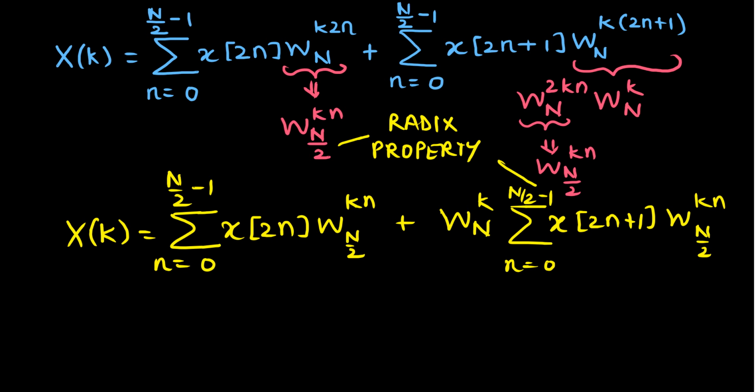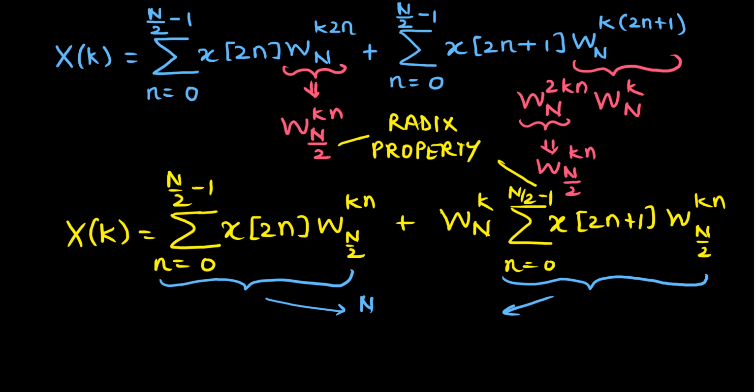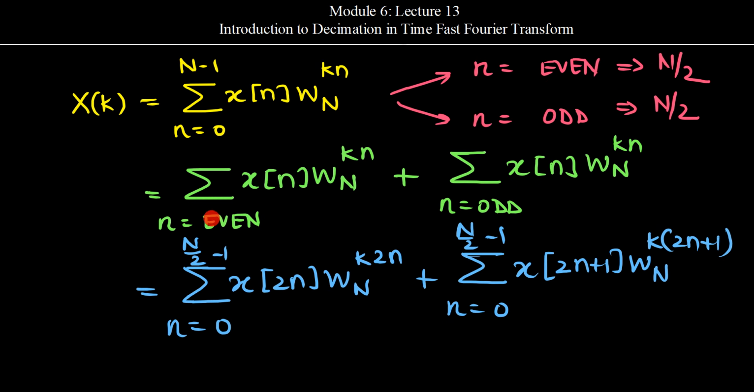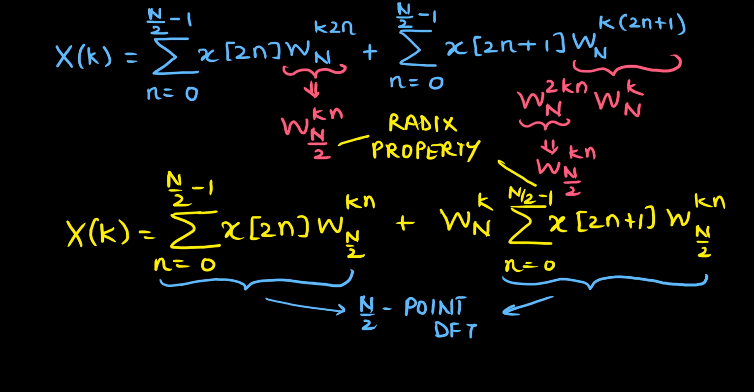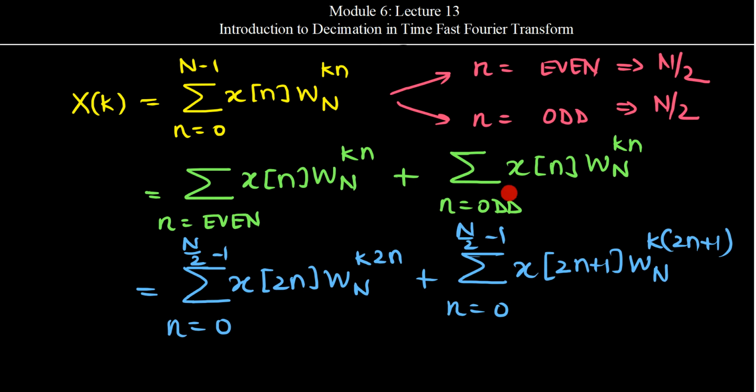Now if we observe these two summations, both of these are n by 2 point DFTs. These two summations individually are n by 2 point DFTs, and this first n by 2 point DFT is obtained when we consider only the even values of n, and this second n by 2 point DFT we obtain when we consider only the odd values of n.